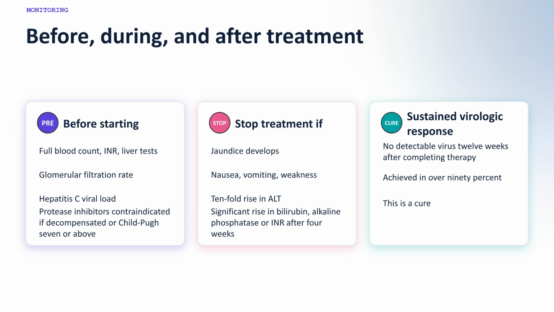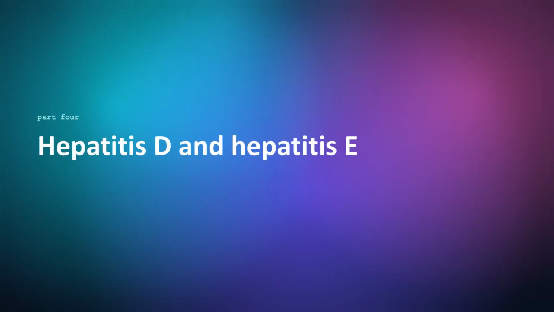If there is nausea, vomiting, or weakness, a 10-fold rise in alanine aminotransferase, or a significant rise in bilirubin, alkaline phosphatase, or clotting after 4 weeks. And the endpoint is sustained virologic response. No detectable virus 12 weeks after finishing. That is a cure.